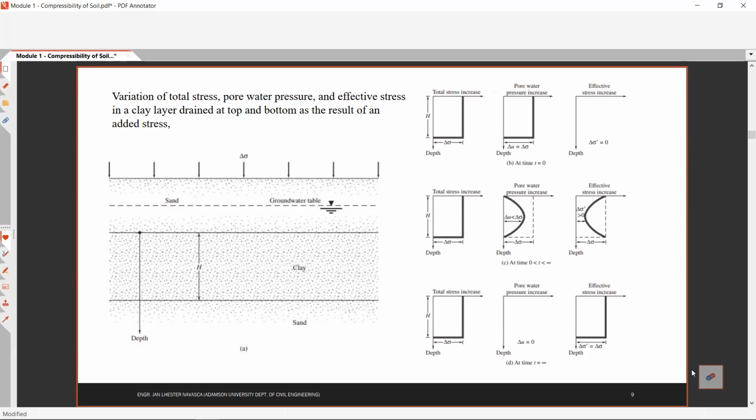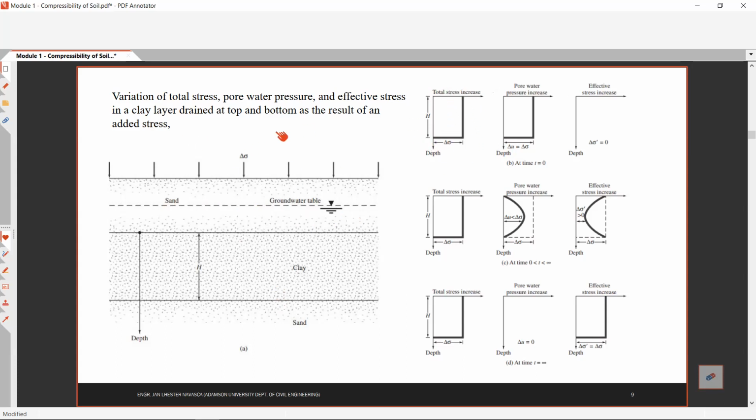So same setup, consider a delta sigma as stress increase at the ground surface. A clay layer is confined with sand at the top and sand at the bottom. Then a groundwater table at the top of the clay. Okay. So the total stress increase at time t equals 0 is this one.